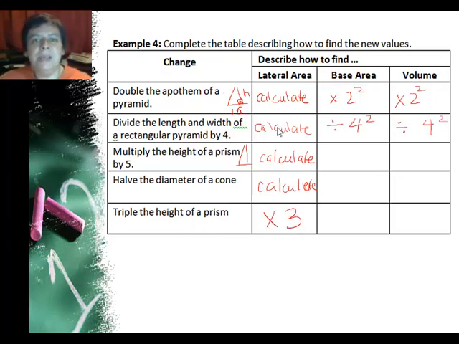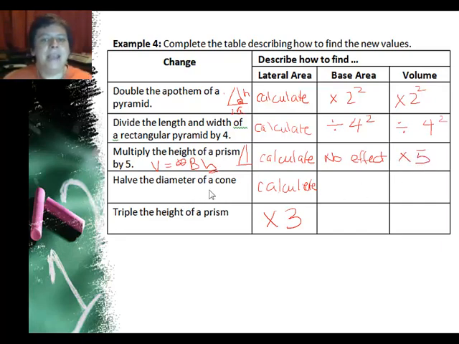All right, now let's take a look at the base area. Multiply the height of a prism by 5. Well, that's not going to have any effect on the base area. No effect. Whoops. If I do multiply the height of a prism by 5, the volume is, it's a prism, base times height. So the height is affected, the base is not, so it's just times 5.